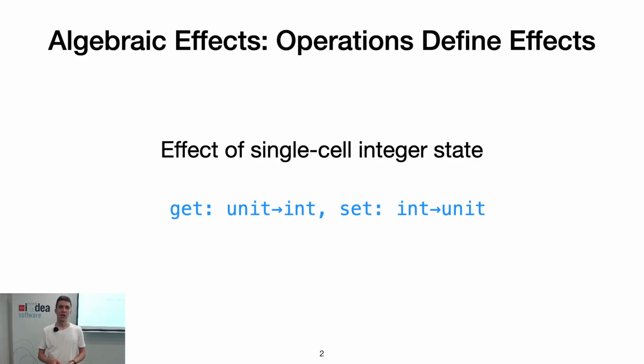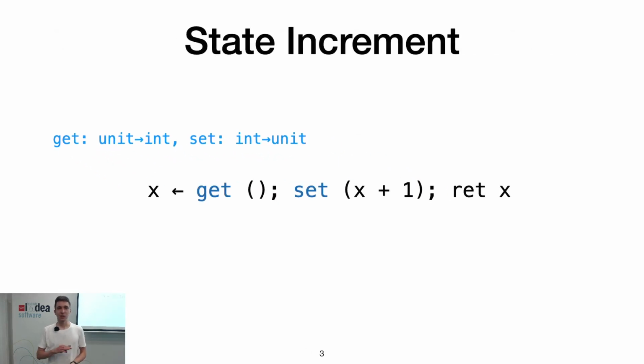With these operations, we might write a program that, for example, increments the state, and it does so by first reading the current state value with get into x, and then later by setting a new state value, which is x plus 1, to our integer cell. And then it returns the previous state value. This previous state value is an integer, and we type the program as integer.